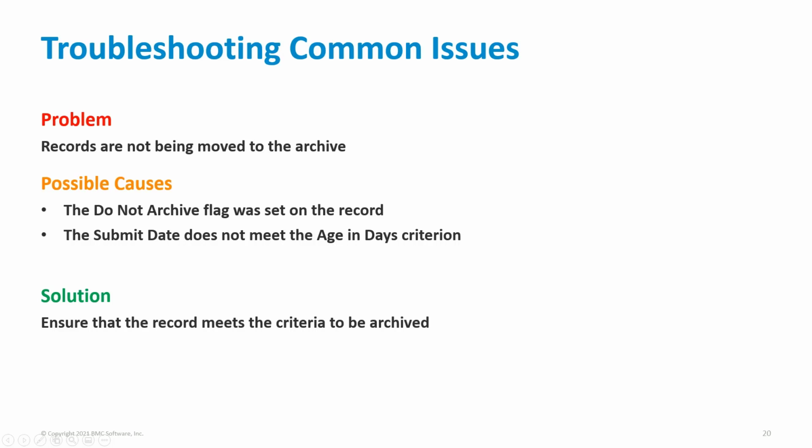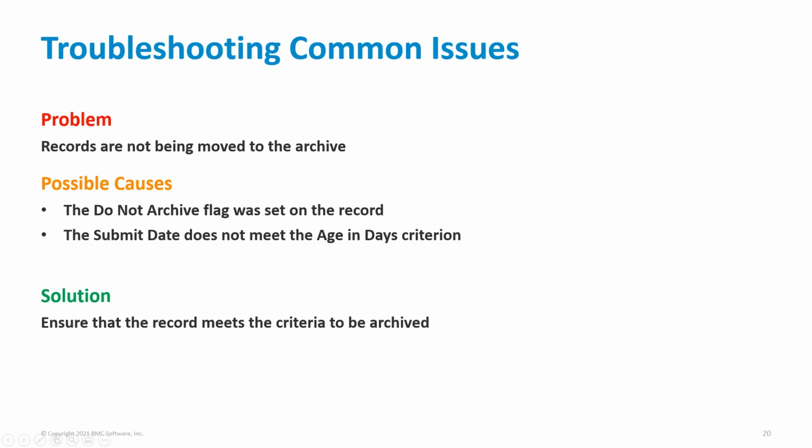archive form. So some of the possible causes are the do not archive flag was set on the record. And that's kind of an obvious thing, but it's something you need to check. Maybe there's quite a few records that people had been enabling the do not archive flag on, and those are not going to get archived. The other thing is the submit date may not be meeting your age criterion.